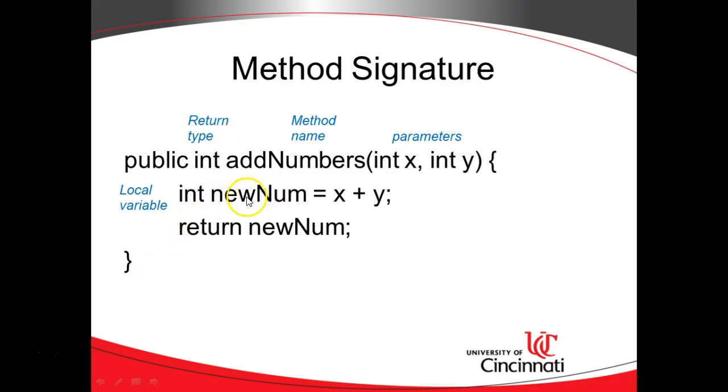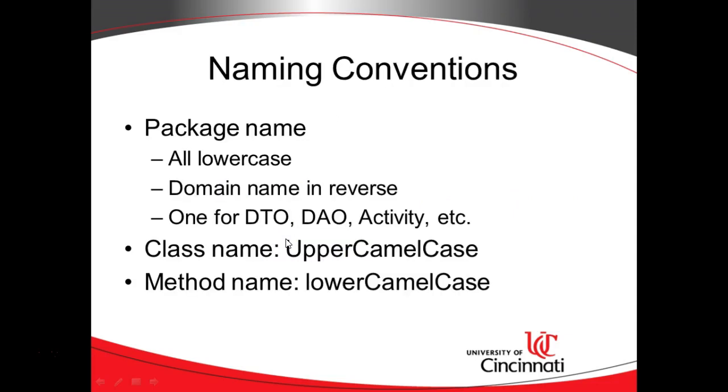So int newNum is a new variable, and it's x plus y, or 1 plus 2. That's going to make it equal to 3. The equal sign means assignment. In other words, it means do what's on the right and then store that value on the variable to the left. And then finally, we return what's in that variable, in other words, 3.